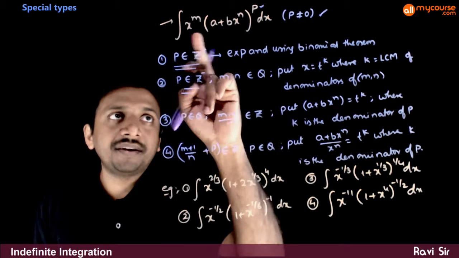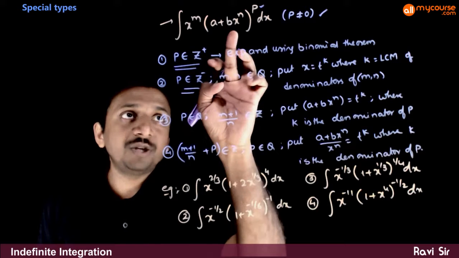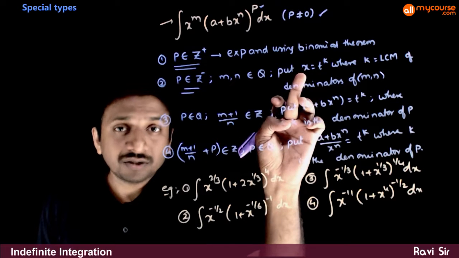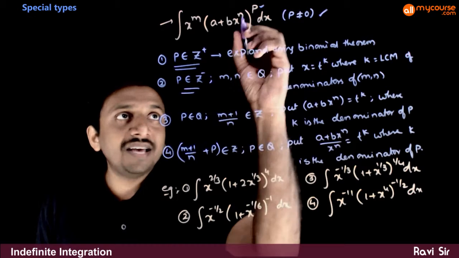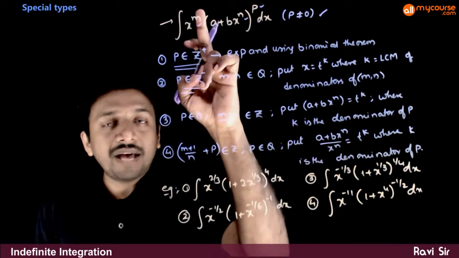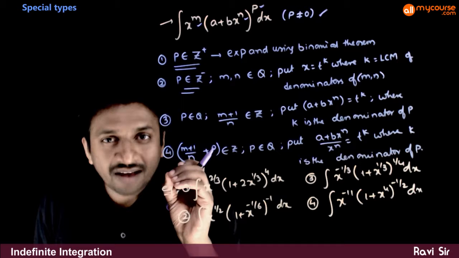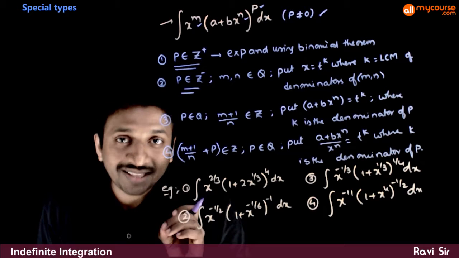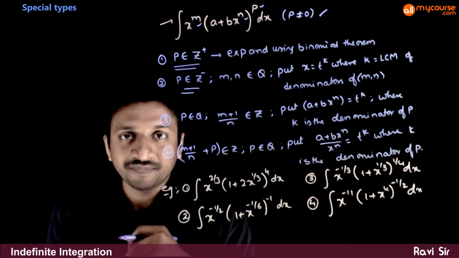and m, n are rational numbers, then the substitution is you put x is equal to t power k, where k is the LCM of the denominators of m and n. So if m is a fraction and n is a fraction, so we have denominators for the fraction. So take the LCM of the denominators and put x is equal to t power k.